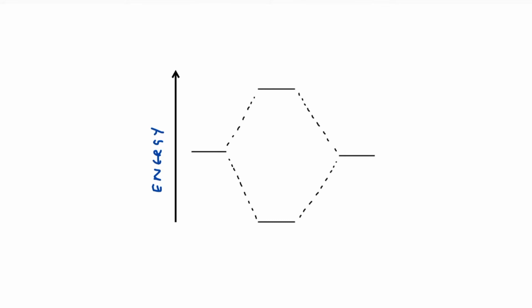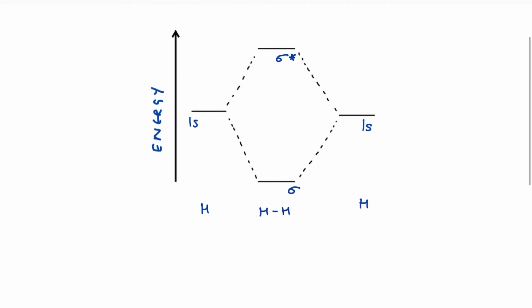If we start with our two hydrogen atoms, each of them has a 1s atomic orbital, and when they combine their 1s atomic orbitals to make molecular orbitals, we end up with a sigma bonding orbital and a sigma antibonding orbital, indicated by the asterisk. In terms of energy level, the sigma bonding orbital is of lower energy. It is more stable than the original atomic 1s orbitals were. But the antibonding orbital is less stable.